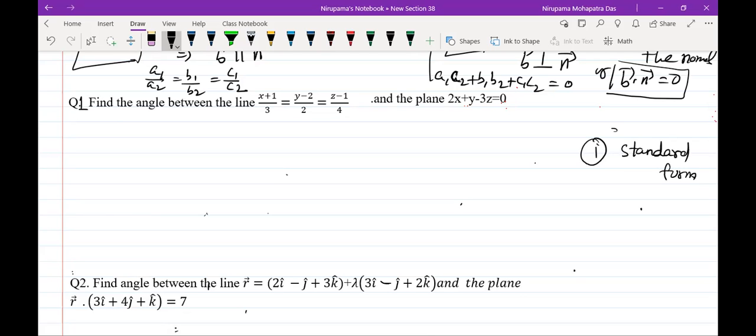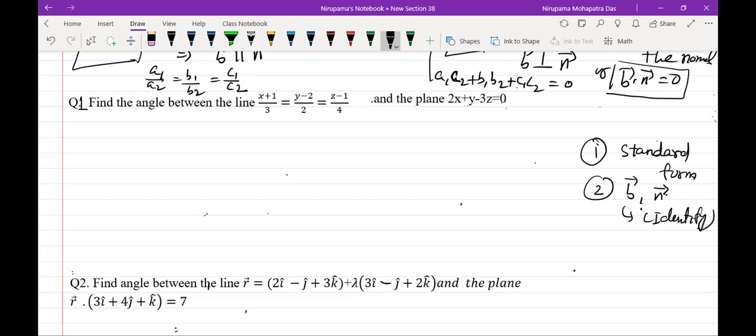Okay, first check whether we are given the line in standard form or not. Next, once you have checked it, you can identify the b vector from the line and the n vector from the plane. So what you have to do here is identify them.